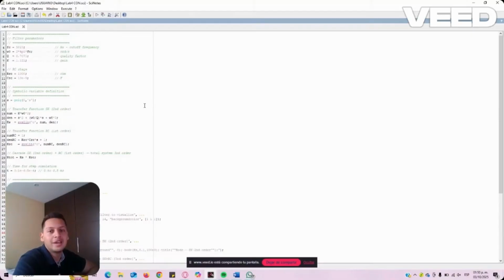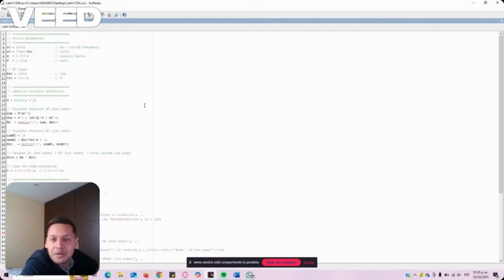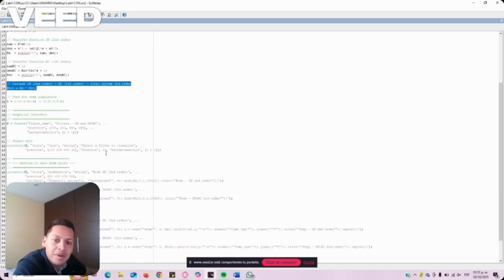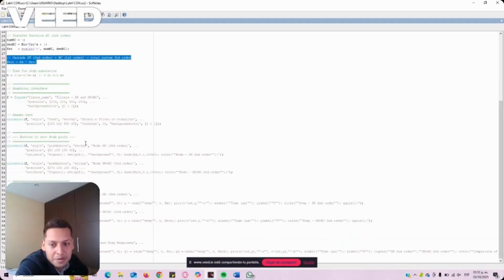In the lab, we analyze the transfer function of the system from point C. The circuit is a second-order Sallen-Key low-pass filter. This is the transfer function, and the transfer function of the first-order circuit is this. When we cascade both, the total transfer function is this. In Scilab, we implemented this transfer function and tested its behavior using both plots and step response.